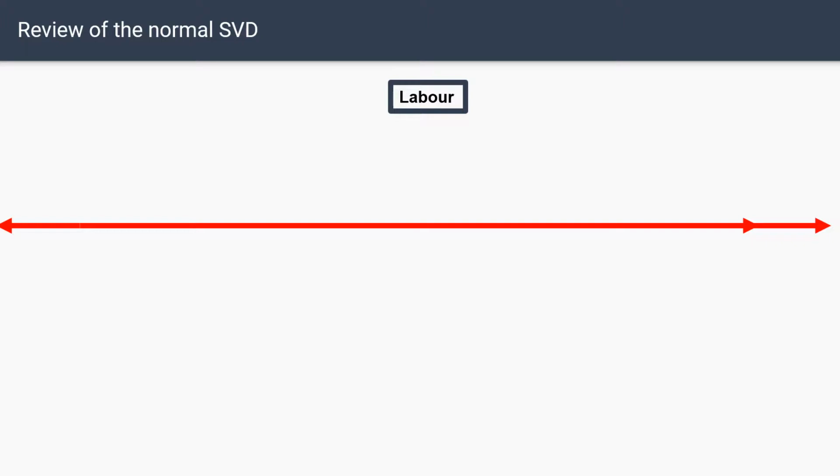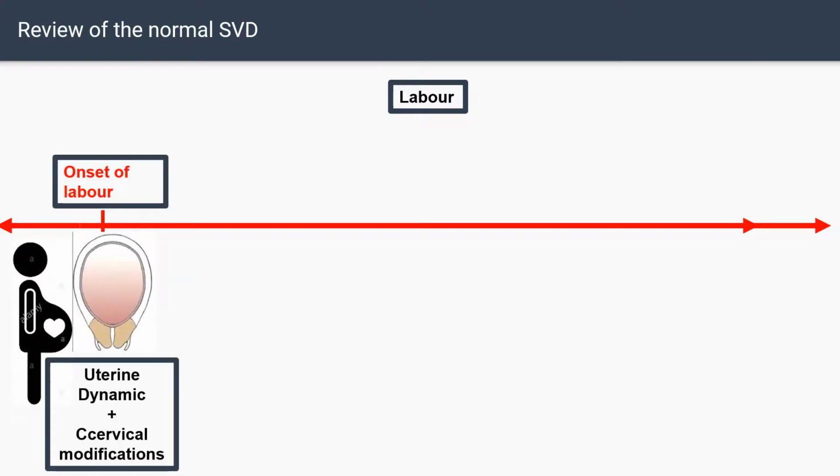So the labor has different stages that we will see. The labor starts from the mother that is pregnant. The labor starts here with uterine dynamics and cervical modifications. Here I made a mistake, I have to raise that C. So when the mother starts with the uterine dynamics and cervical modifications, if you make a VE and you check that there is some effacement or a little bit of dilatation, we can diagnose that the labor has started. That means onset of labor.